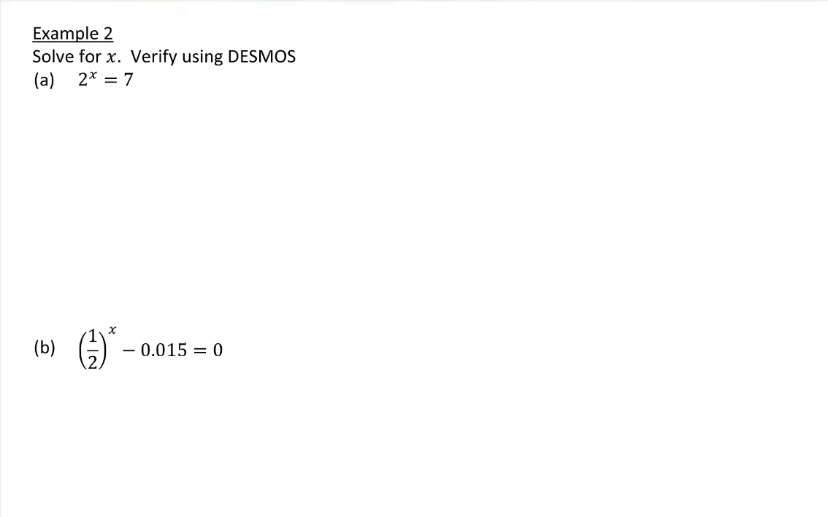All right, next type of example. Solve for x, and we're going to verify using Desmos. So notice in this one, I have 2 to the x on the left side, and I have 7 on the other. So I need to rewrite 7 as a base 2 number.